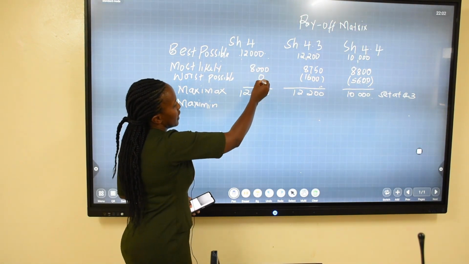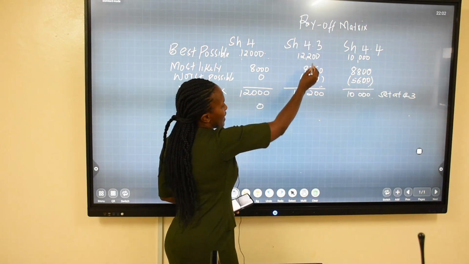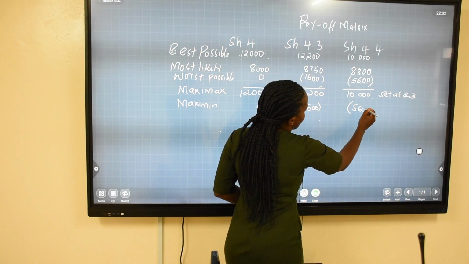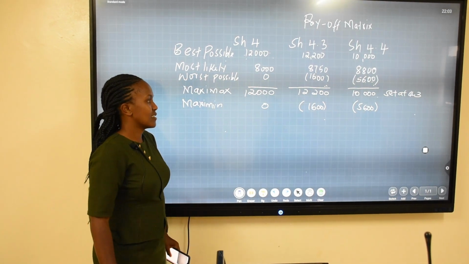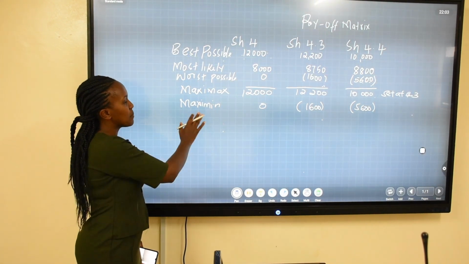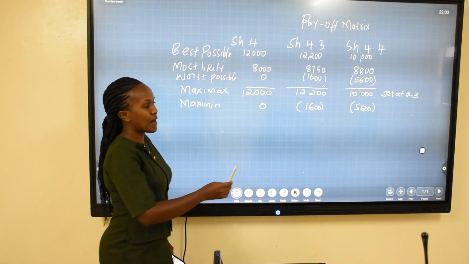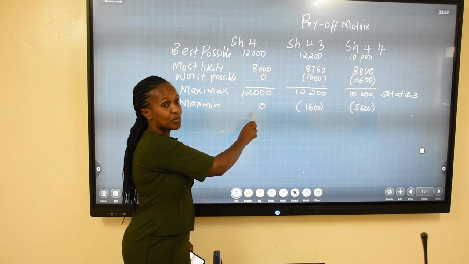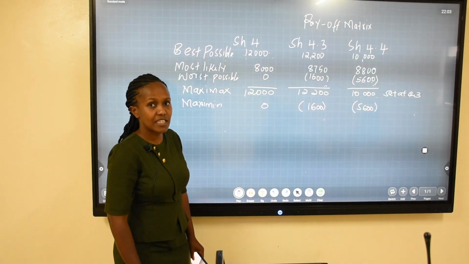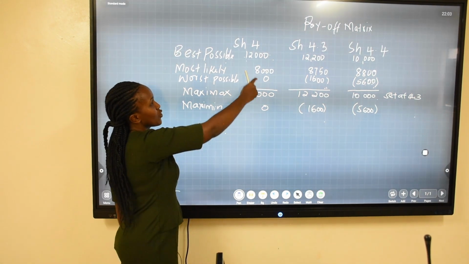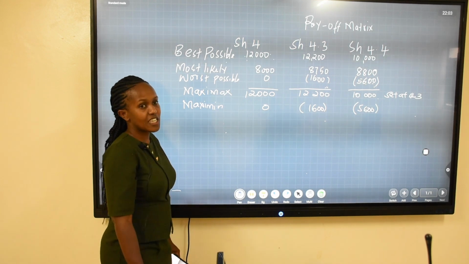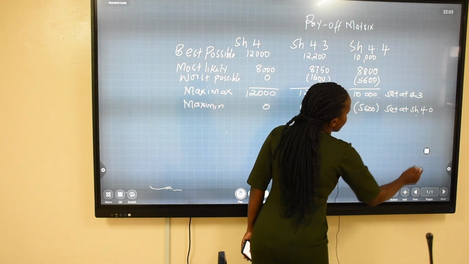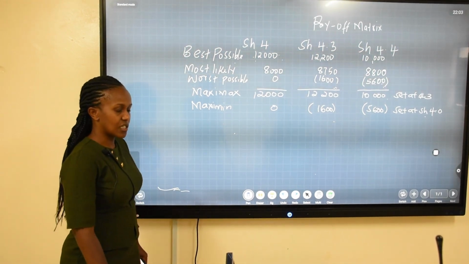We are going to look at the minimum. The minimum here is 0. The minimum here is negative 1,600. The minimum here is negative 5,600. So again, as a decision maker who is risk averse, he will choose the best among the worst. In this case, among the 3 worst outcomes that could happen, the best is 0. You'd rather not make any profit than make a loss of either 1,600 or 5,600. Therefore, the decision of the risk averse individual is to set the price at shillings 4.